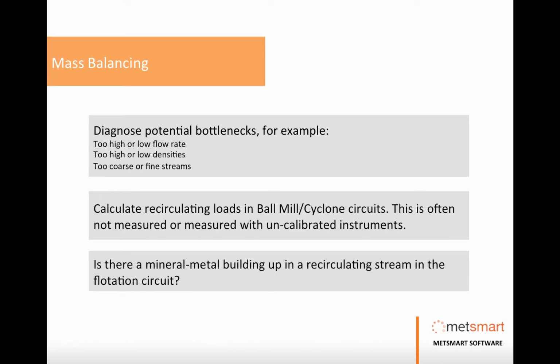Apart from the metallurgical accounting benefits, the mass balancing can also diagnose potential bottlenecks on your plant, which might not be apparent immediately from direct measurements. So for example, you can predict too high or low flow rates, densities, or product size distributions. Importantly, you can also calculate recirculating loads in any recirculating circuit without physically measuring it on the plant. With flotation, you can predict if there is a mineral metal buildup in a recirculating stream in the flotation circuit, which might be taking up valuable residence time.